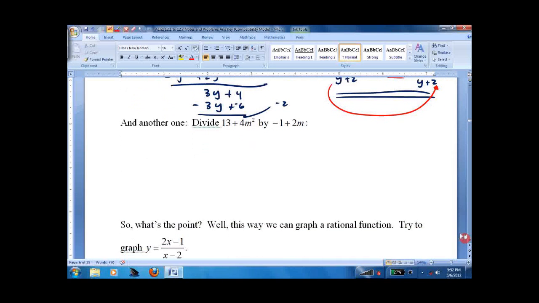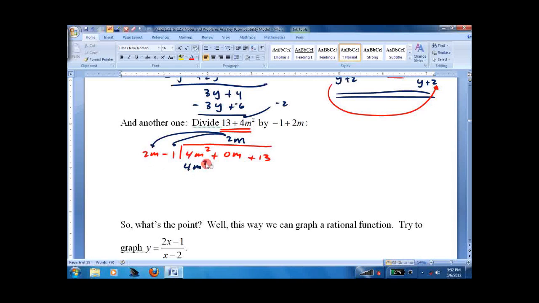Here's another trick. What's this missing? It's got 4m squared. It's got 13. It's missing the m term. So we're going to put a 0 in front of it, so we don't forget it, because if you do forget it, you will get the wrong answer. Out here we have 2m minus 1. So, how many times is 2 going to 4? 2m, and m squared, m. Hopefully I did it right.